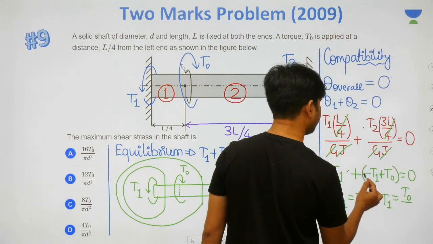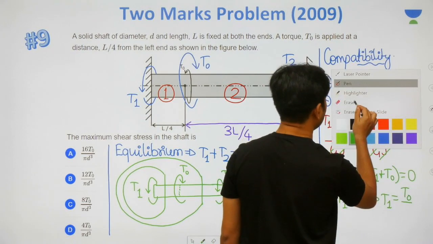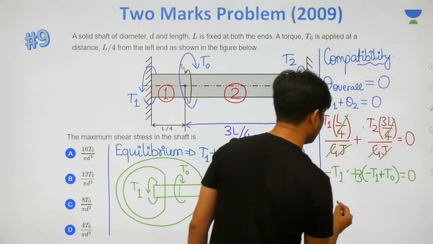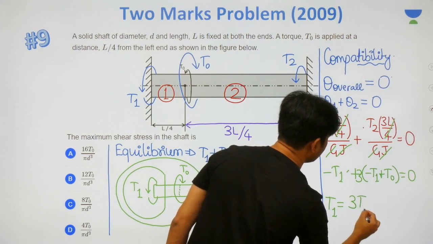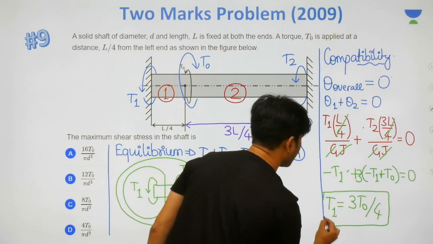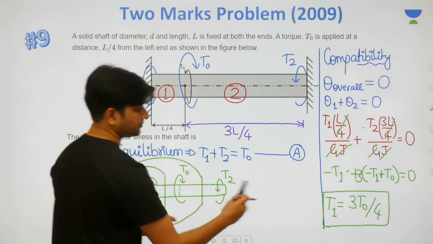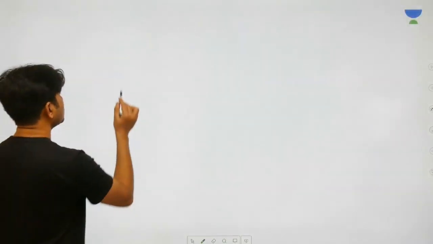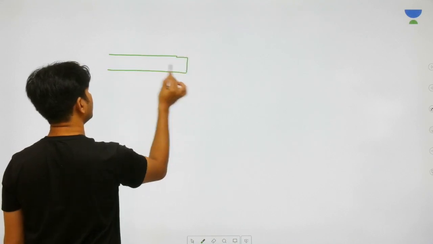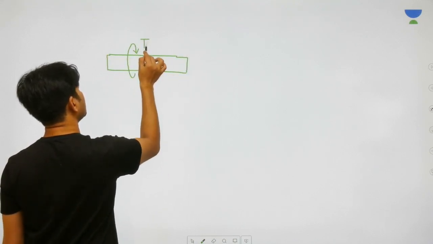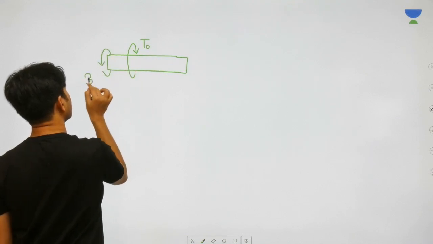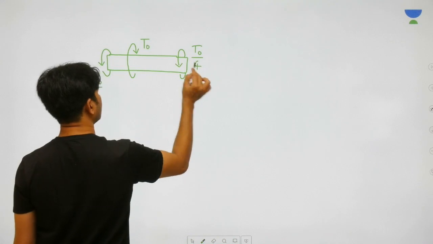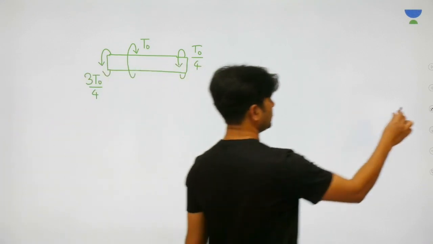No, this is 3 here. So if you solve it with 3, then you will get T1 is equal to 3 T0 by 4. And guys, if you put this value in the first equation, equation A, then you'll get T2 is equal to T0 by 4. So now finally, in this particular shaft, we are applying twisting moment T0 here, and the resistance here is 3 T0 by 4, and the resistance here is T0 by 4. And once you get this, then you can easily calculate the tau max value.